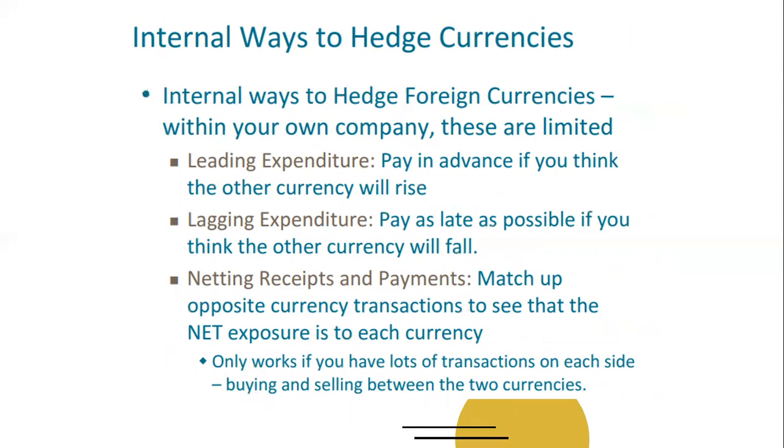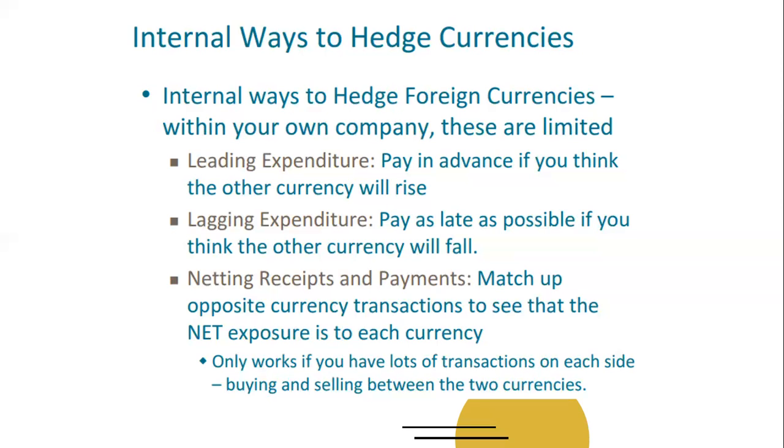There are some other ways to hedge foreign currencies, and this can be done internally. A lot of this has to do with changing the timing of your payment. So let's say, for example, if you think that the other currency is about to rise and is about to get really, really expensive, well, you can just pay in advance and say, hey, can I just make my payment today? That's one way of hedging yourself. Another thing is if you find out that the price of the currency is probably going to be going down, then you can do a lagging expenditure. Lagging expenditure means that you request the other party that you want to pay as late as possible.